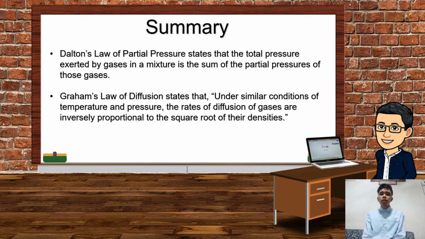I hope that you learned from our lesson about Dalton's law of partial pressure and Graham's law of diffusion. In summary, Dalton's law of partial pressure states that the total pressure exerted by gases in a mixture is the sum of the partial pressures of those gases. And Graham's law of diffusion states that under similar conditions of temperature and pressure, the rate of diffusion of gases is inversely proportional to the square root of their densities.